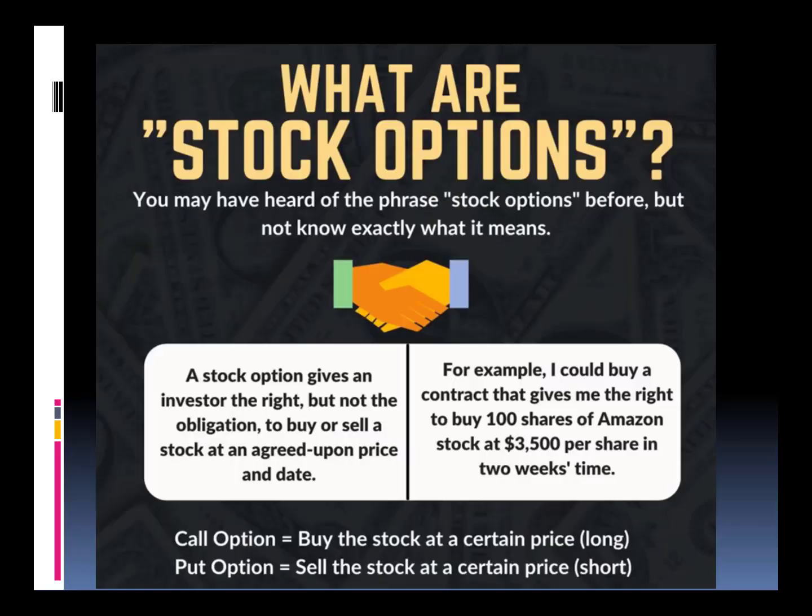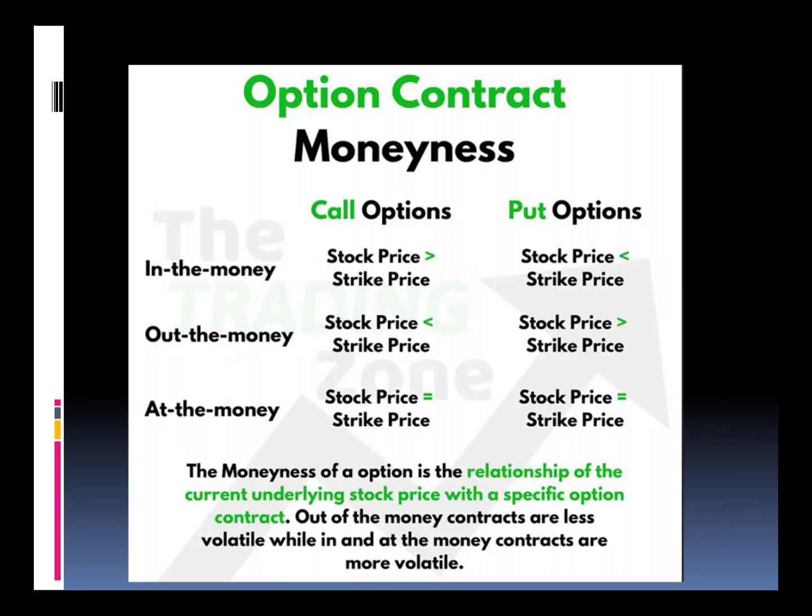Then we have stock options, which is also a very important one. You may have heard the phrase stock options before, but don't know exactly what it is. Basically, a stock option gives an investor the right, but not the obligation, to buy or sell a stock at an agreed upon price and date. Then you have the difference between a call option, which is when you buy the stock and you go long. Then a put option is when you are thinking about selling the stock and shorting the price.